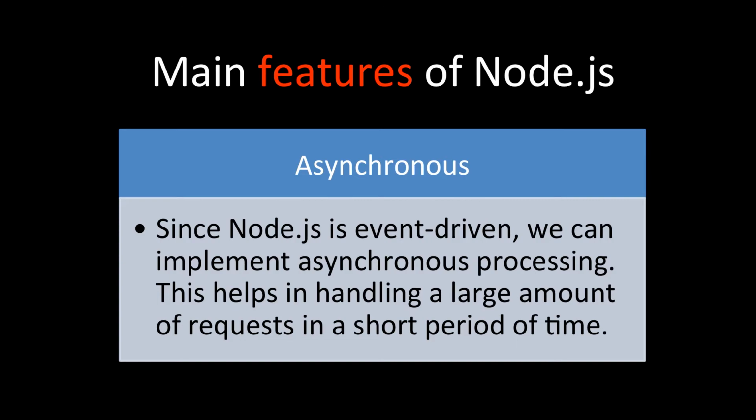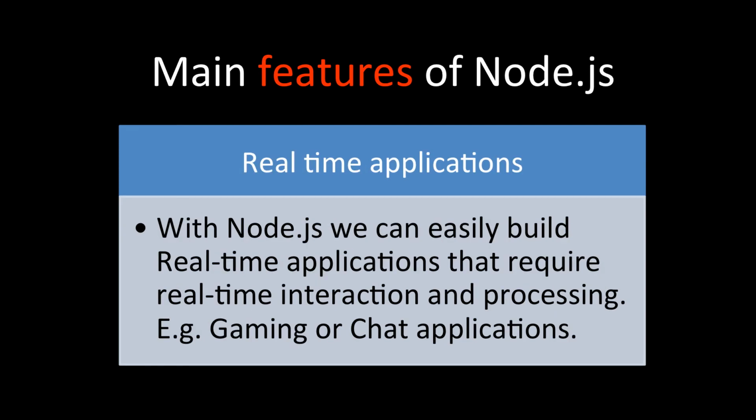Asynchronous. Since Node.js is event-driven, whenever we have to implement asynchronous processing from user interfaces or from user action, then we can use Node.js, and it helps in handling a large amount of requests in a short period of time. That is also a good thing because normally on web applications, suddenly there is a spike in traffic which causes a large number of requests. Now, how do we handle it? We have to handle it in asynchronous way, and Node.js supports it.